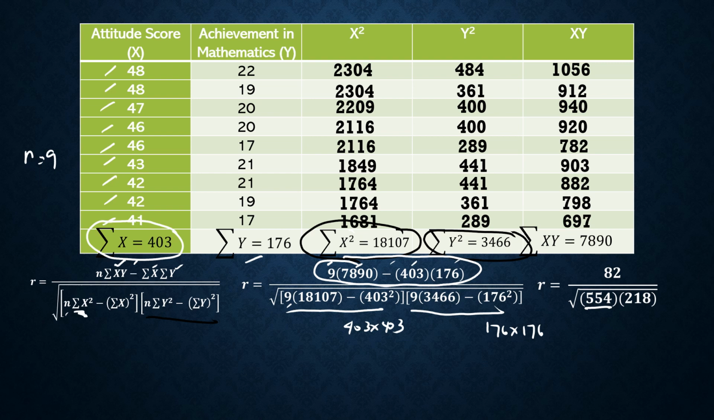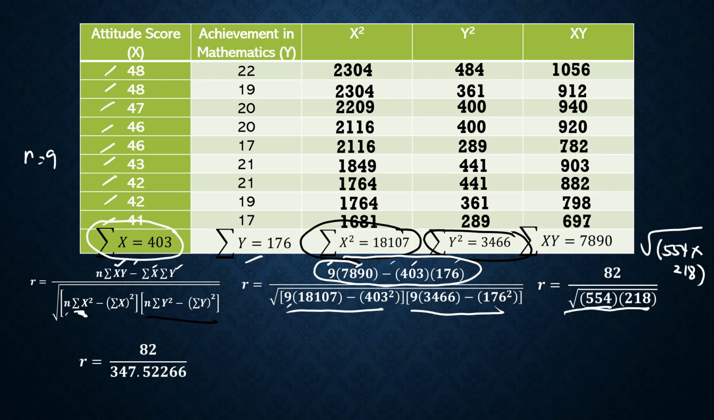Now, let's simplify. But we can still simplify the numerator by the denominator. We're going to simplify first the denominator. So pressing on your calculator, we have the square root of the parentheses 554 times 218. We have 347.52266.